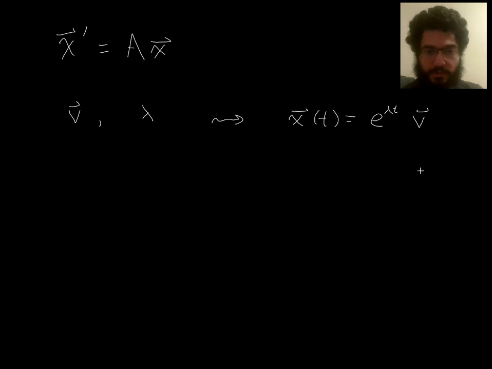So, does this always work? Well, the goal to get a general solution is to get n linearly independent solutions, if it's an n by n system. Say 2 by 2, then you need two linearly independent solutions. Will you always get that? Well, you always get at least one eigenvector and eigenvalue pair. You're not guaranteed a second one.